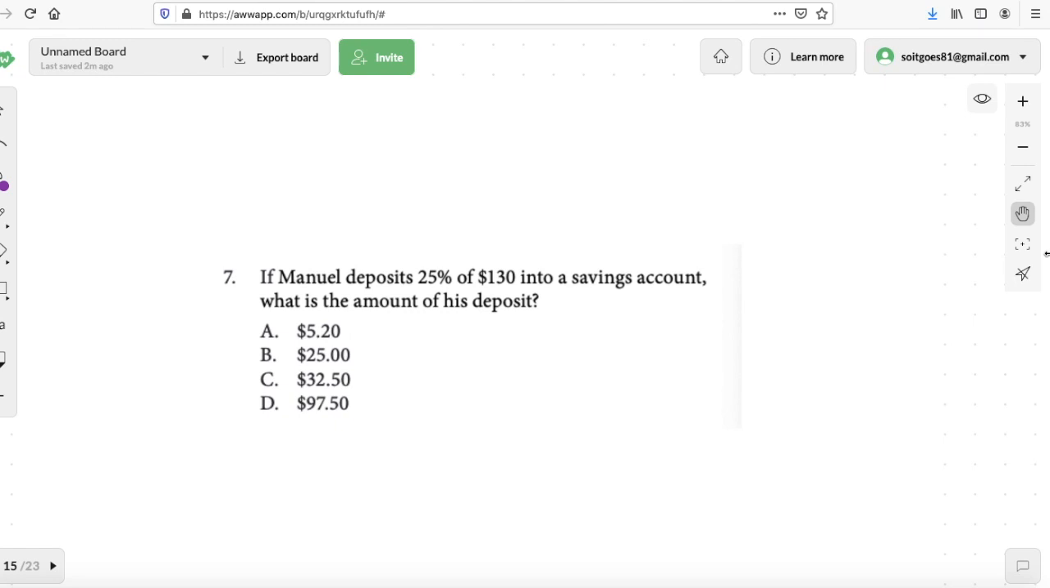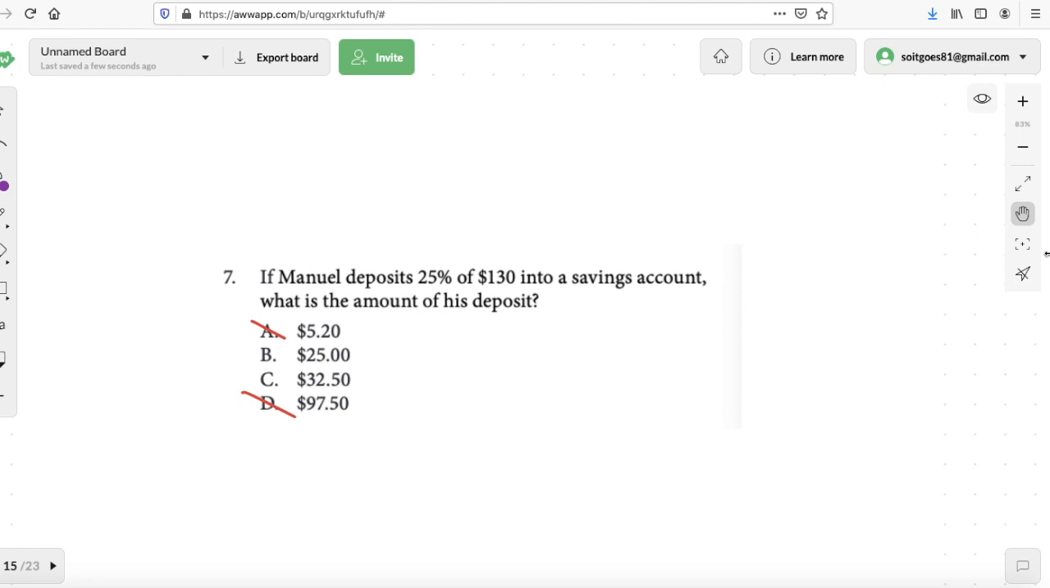A and D. A and D are just ridiculous. 25% of 130 is not 5. It's ridiculous. And 25% of 130 is not $97.50, which is more than half of 130. That's crazy. Does that make sense? Why those are so silly? B and C are reasonable at the very least.